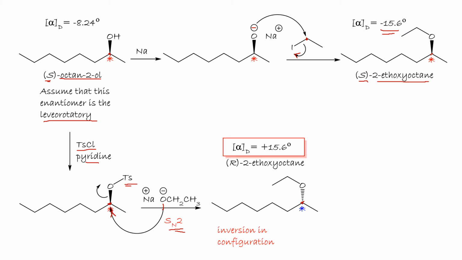So we got the 2-ethoxyoctane, but we get the enantiomer of the first one. So if this one has a specific rotation of -15.6, we immediately expect that this will be plus 15.6 because that's the enantiomer.